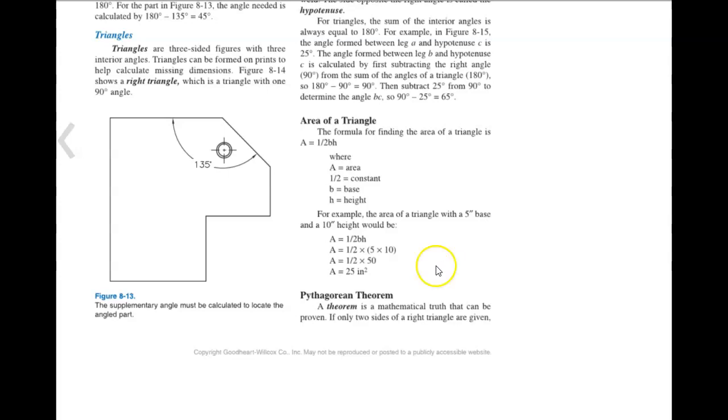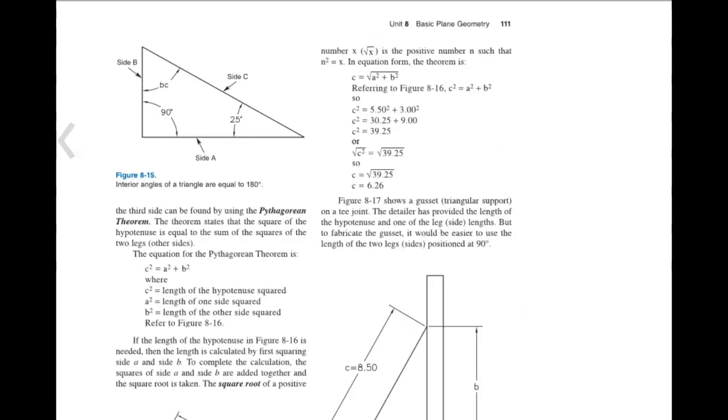Pythagorean theorem. A theorem is a mathematical truth that can be proven. If only two sides of a right triangle are given, the third side can be found using the Pythagorean theorem. The theorem states that the square of the hypotenuse is equal to the sum of the squares of the two legs. The equation of the Pythagorean theorem is c squared equals a squared plus b squared, where c squared is the length of the hypotenuse squared, a squared is the length of one side squared, b squared is the length of the other side squared.